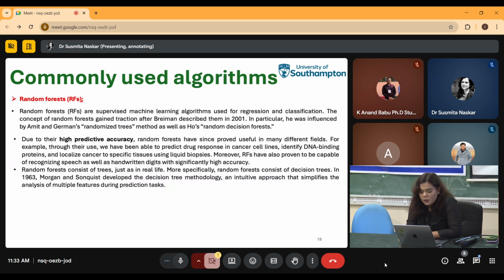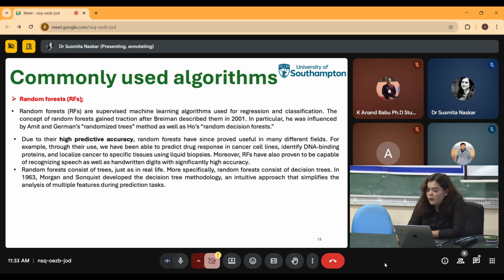What makes random forests stand out is their high predictive accuracy. They have been applied successfully in many areas, for instance predicting drug responses in cancer cell lines, identifying DNA binding proteins, and even localizing cancer to specific tissues. Beyond biology, they are also capable of recognizing speech as well as handwritten digits with remarkable accuracy. So one of the very big advantages is their high predictive accuracy.